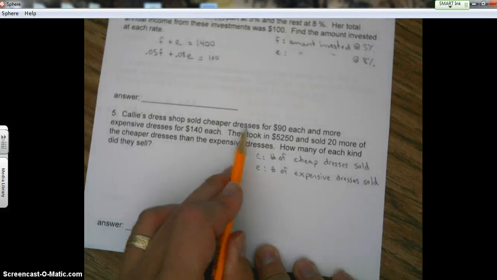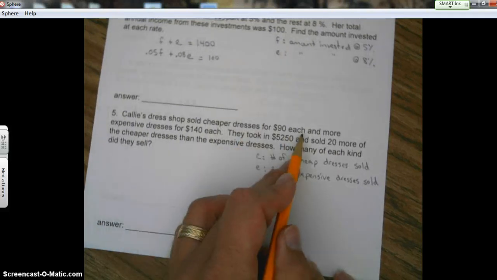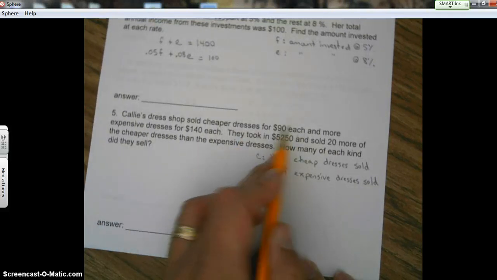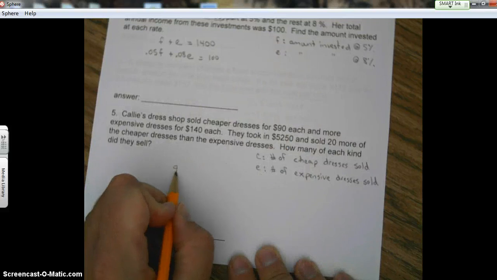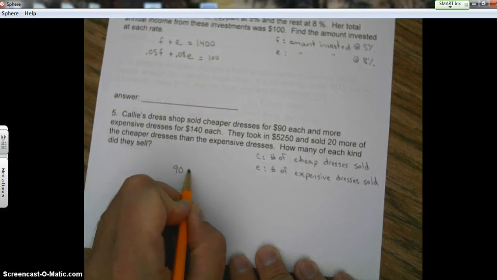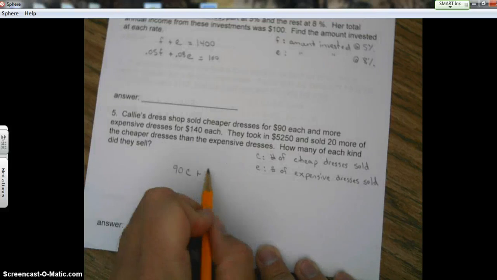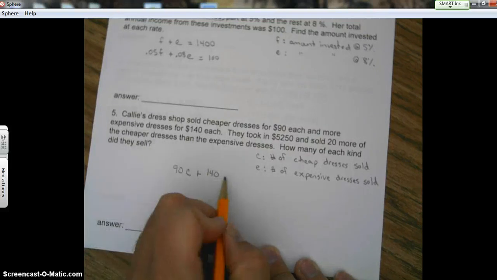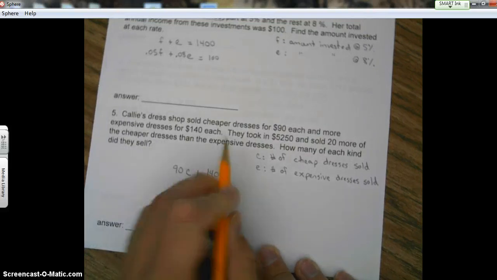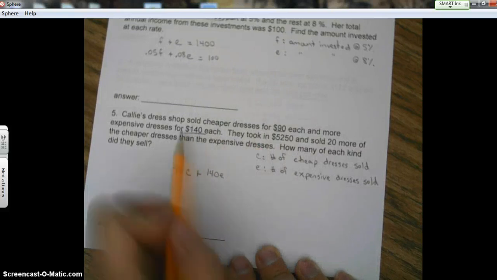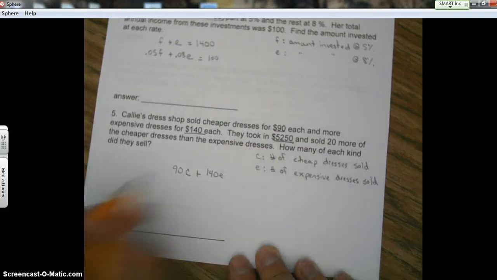Okay? So they sold the cheaper dresses for $90 each. Okay? So $90 for each of the cheap dresses and $140 for the expensive dresses. Well, since these are both money numbers, we're going to total it to money.